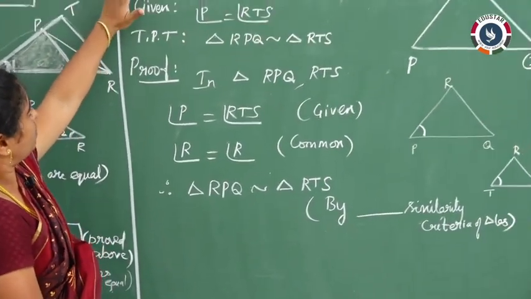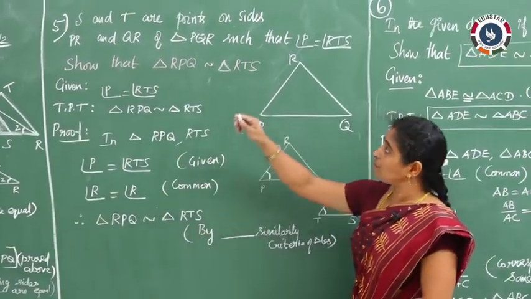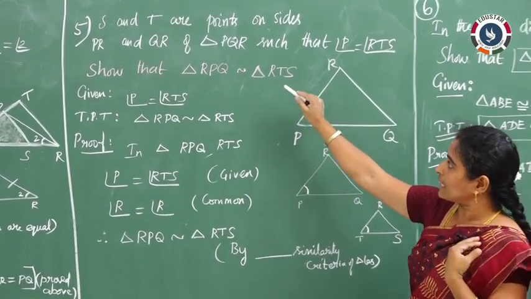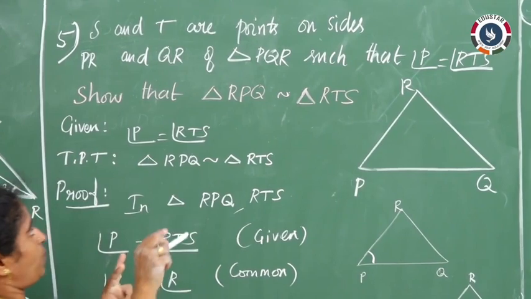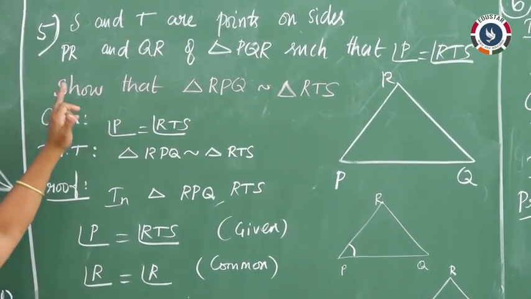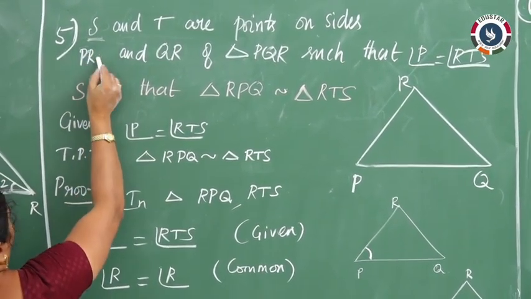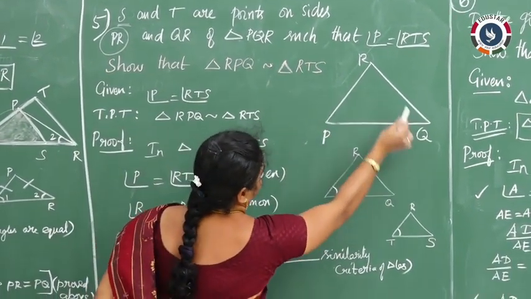Now let's see question number 5. S and T are points on sides PR and QR of a triangle PQR. So read the line again. They have given two points, but they did not give any diagram, which we are going to draw now. S and T are points on sides PR and QR. So S is the point we have to draw on PR. So simply I have drawn the triangle diagram PQR.